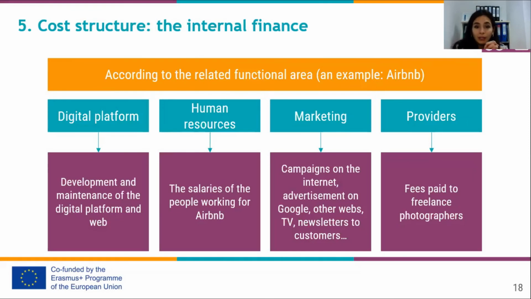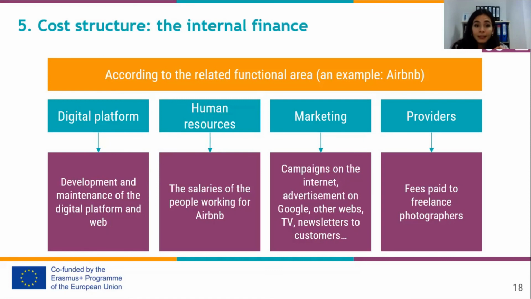And according to the related functional area, we have here an example to see which kind of costs this company will need. For example, we all know Airbnb. Airbnb is this company that offers flats. It's a platform in which you can find different flats or rooms in order to rent for a short time and to spend your holidays. So on one hand, they have costs related to this digital platform. Okay, they have costs related to the development of this platform. That means that I'm going to need to pay for the technology, or if I am not using an open source, I'm going to pay for the people that are developing or the programmers, and also for the maintenance of this digital platform.